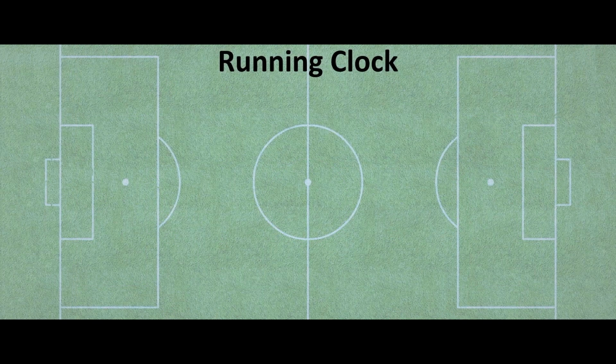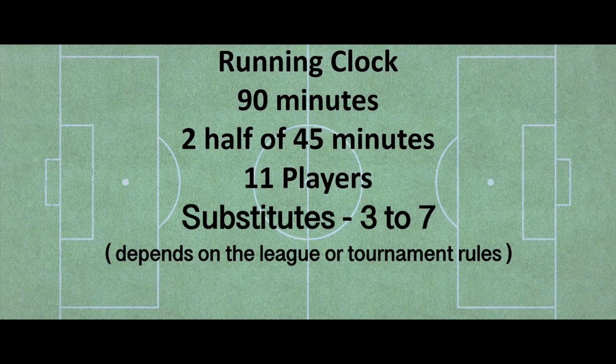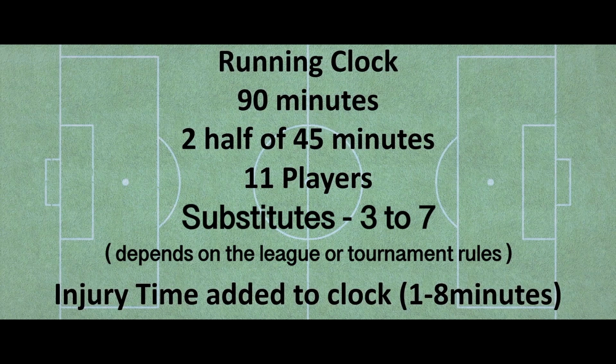The clock is a running clock, so it keeps on ticking no matter if someone is injured, if the ball is out, or if the ball is not in play. It's a 90-minute game. They play two halves of 45 minutes each, with 11 players on each side. They have 3 substitutions allowed. There's injury time added to the running clock, so after 90 minutes, based upon how many injuries happen and how many times the game was stopped, they add 1 to 8 minutes.